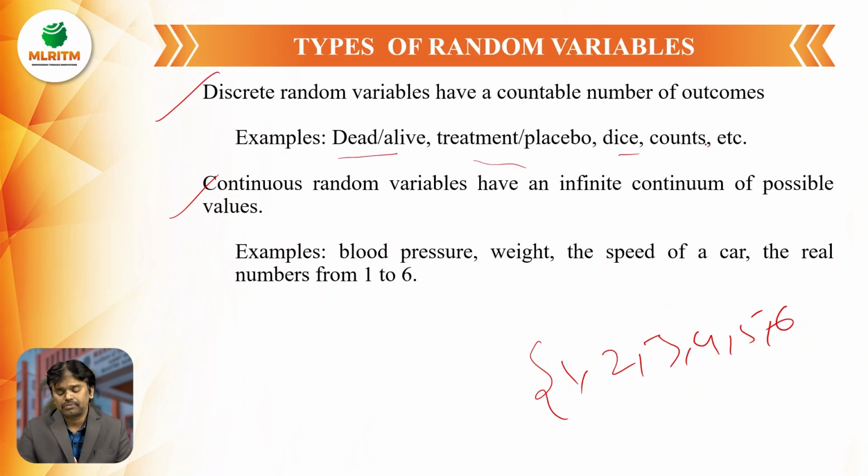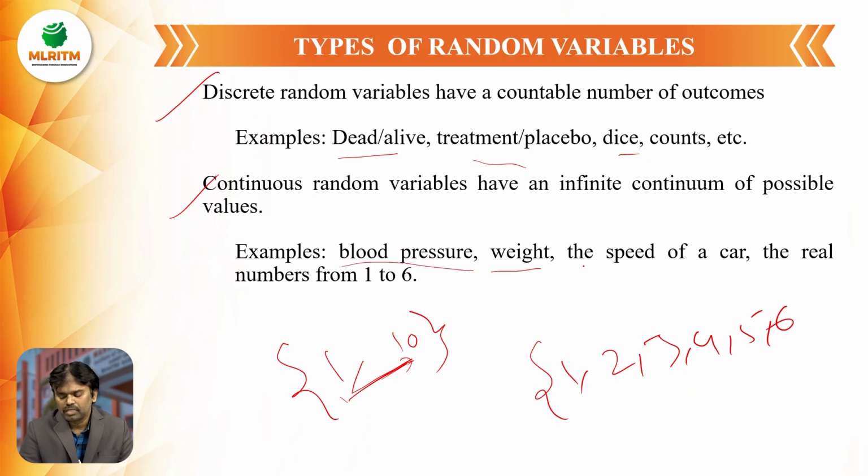Next, coming to the continuous random variable, it has infinite possible values within certain limits. That means if I have the limit 1 to 10, it will take all continuous possible values in the range 1 to 10. Examples are blood pressure, which is infinite, weight, which is also infinite, then the speed of a car and real numbers from 1 to 6. So it will take all possible values within certain limits, and that is said to be a continuous random variable.